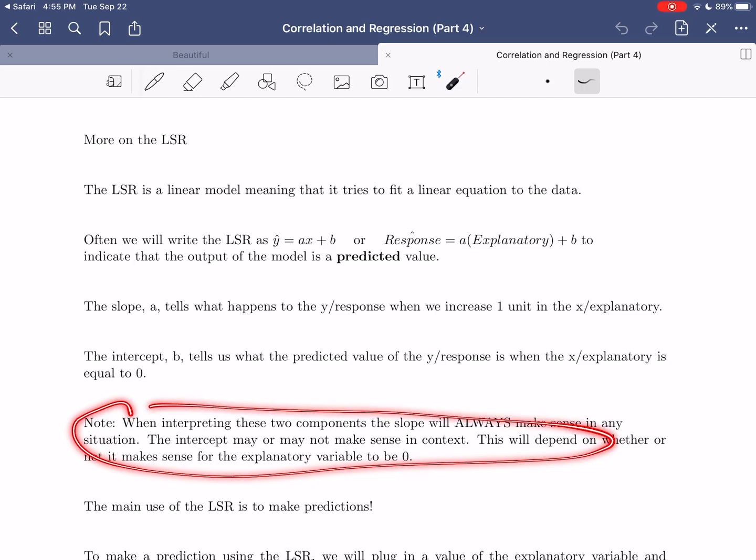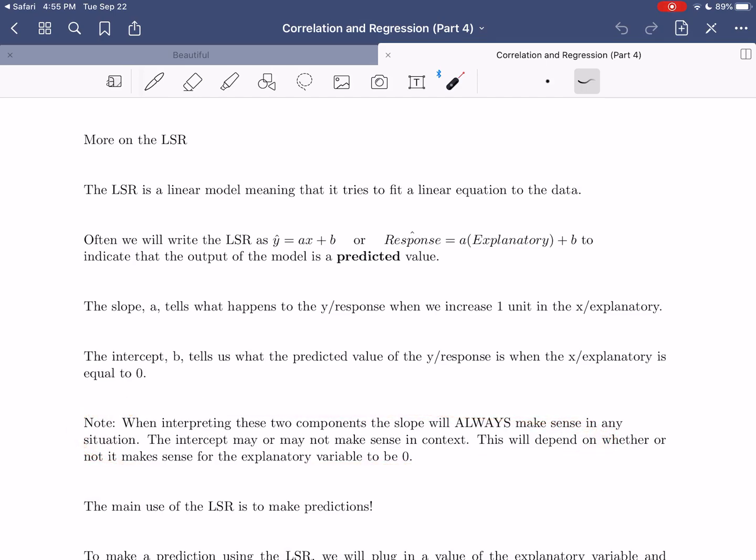Now, as a quick note about interpreting these, and we'll see this in action as we do more and more examples, when interpreting these two components, the slope is always going to make sense. Every time we build an LSR, we can discuss what the slope means and how it actually relates to the context of the situation. The intercept, on the other hand, may or may not make sense in the given context. This is going to depend on whether or not it makes sense for the explanatory variable to be 0. Sometimes it will, so there are explanatory variables where it's a very normal thing that they could be 0. Other times it won't make any sense for the explanatory to be 0, so correspondingly the intercept won't make any sense. So we'll just be careful of this when we're doing our interpretations.